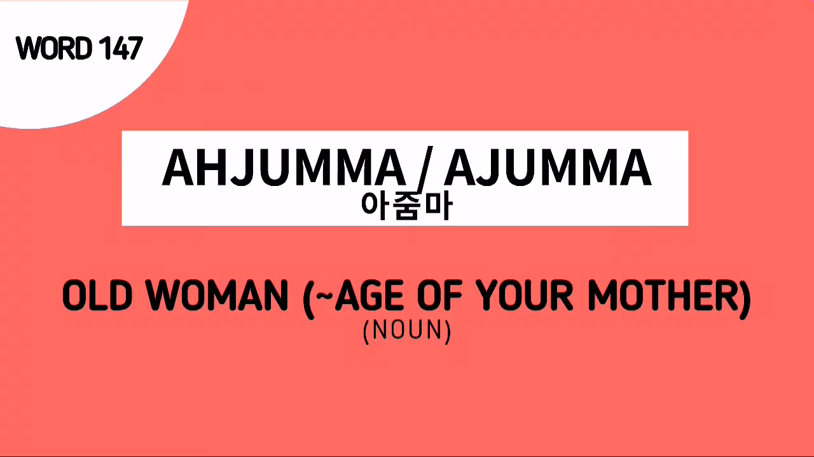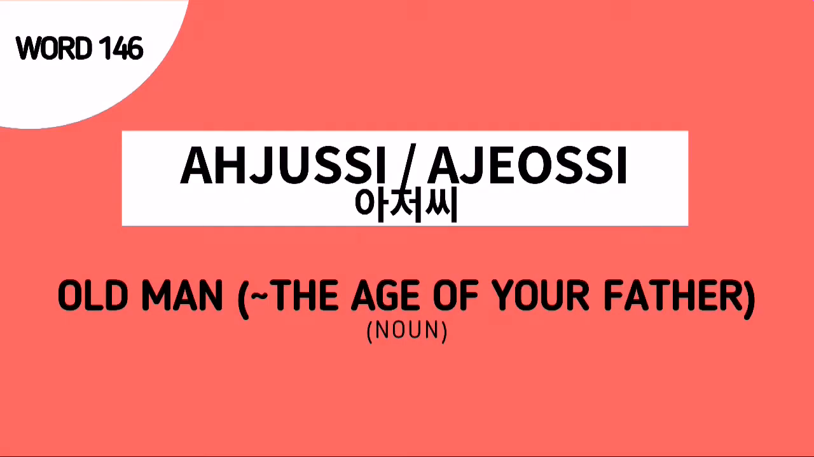Word number 147 is ajumma, and this is the Korean noun for an older woman, approximately of the same age as one's mother. Word number 146 is ajeossi, and this is the Korean noun for an older man, approximately of the same age as our father.